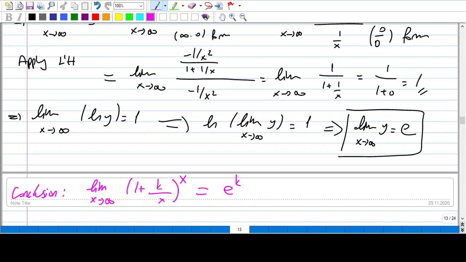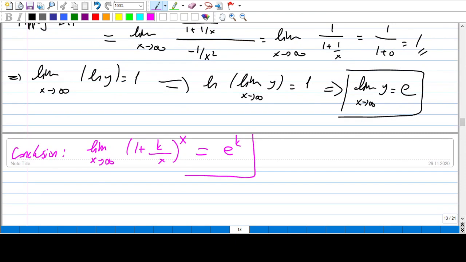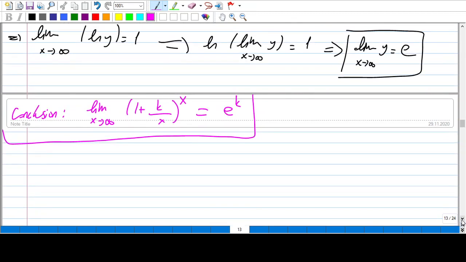So everything is depending on this k number. If you have a negative sign here, we have to have minus k. Okay, so this is a formula that we can obtain. If you again apply all of this calculation that we did in the above example, you will get e to the power k.